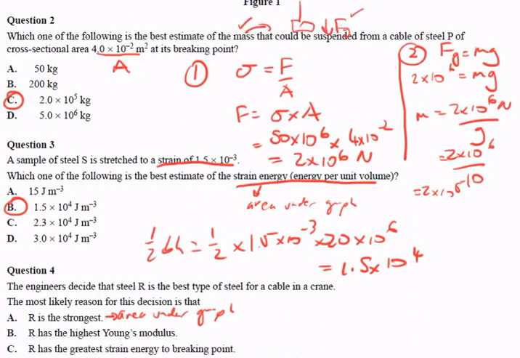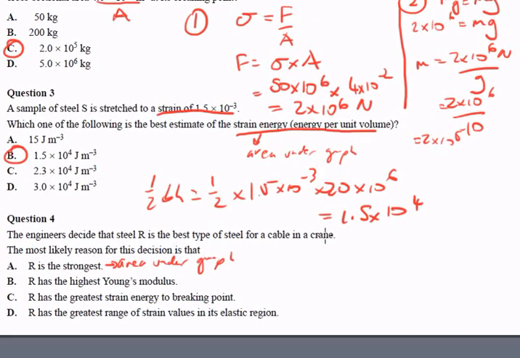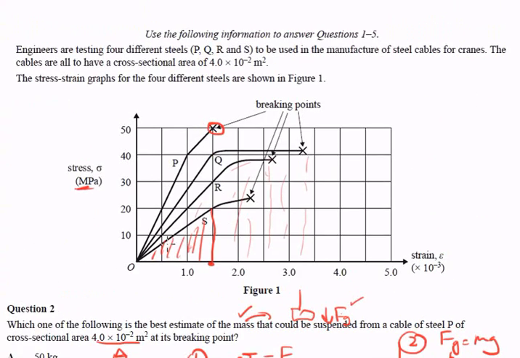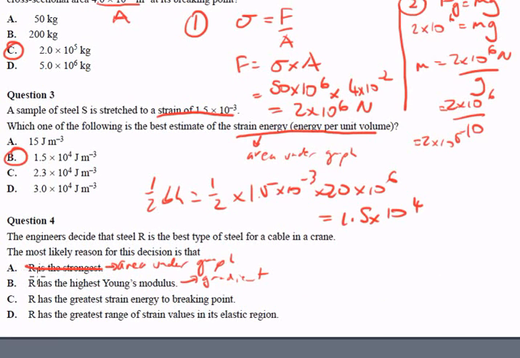So as you can see, even though you don't need to know anything about steel cables being used for cranes, this just doesn't make sense. R is not the strongest in the first place. R has the highest Young's modulus. Remember, Young's modulus is the gradient. Let's see if R has the biggest gradient. It doesn't. P has the biggest gradient. So again, they've given us a nonsense claim.